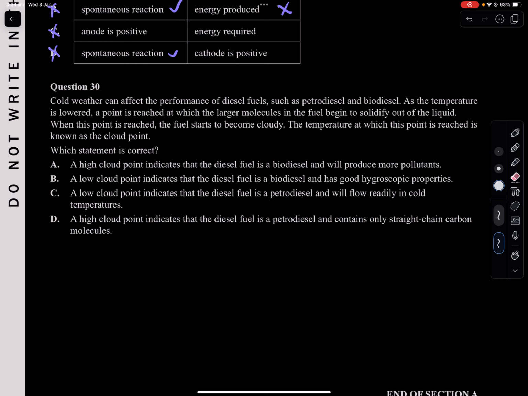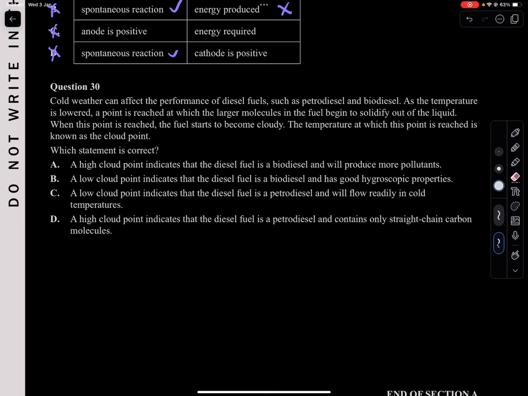Which statement is correct? Pretty much, cloud point is when it becomes like a slushy, just from what it's describing. So if a fuel becomes like slushy, if it has a high cloud point, it will likely be biodiesel, because biodiesel is a problem when the temperature decreases. It becomes hard to flow because it has a high viscosity. So it probably has a high cloud point because it probably becomes a slushy, from what I think.